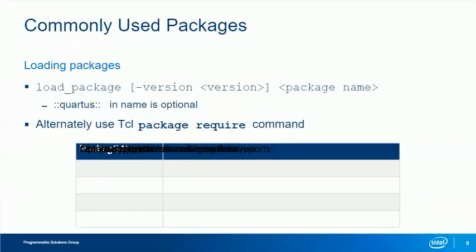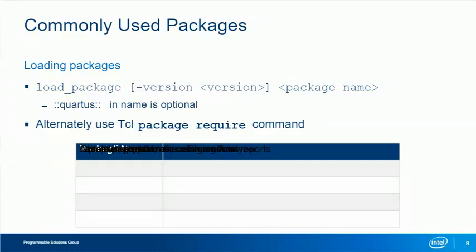Here are some of the most commonly used packages in the Intel Quartus Prime software. These are the ones I'll focus on in this presentation. A list of all the packages available in the Intel Quartus Prime software is available in the Tcl Scripting chapter of the Intel Quartus Prime Pro Edition Scripting User Guide and the QHelp Utility. I'll provide more information on these references later in the presentation.